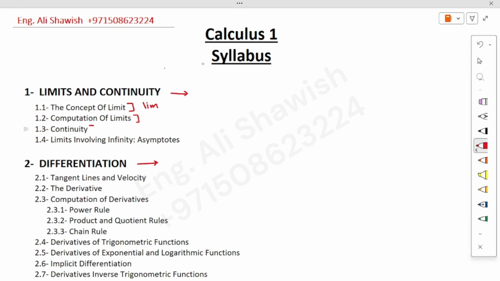In the third lesson, you will study the continuity. This is a new thing for you, and it's connected to the limits, of course. Then we will study the asymptotes. I'm sure you have seen this concept before, the asymptotes. We have studied it before, but in this unit, we are going to connect it with the limits. So this is a brief summary about the first unit, limits and continuity.